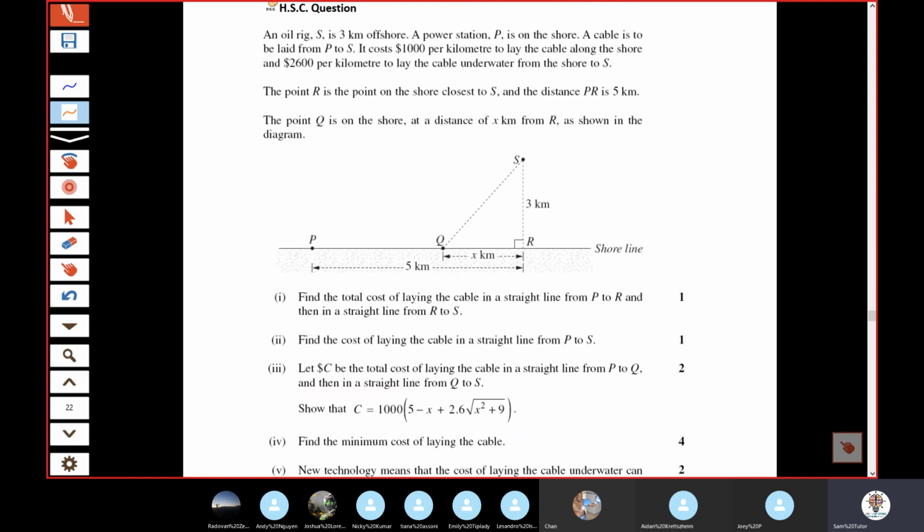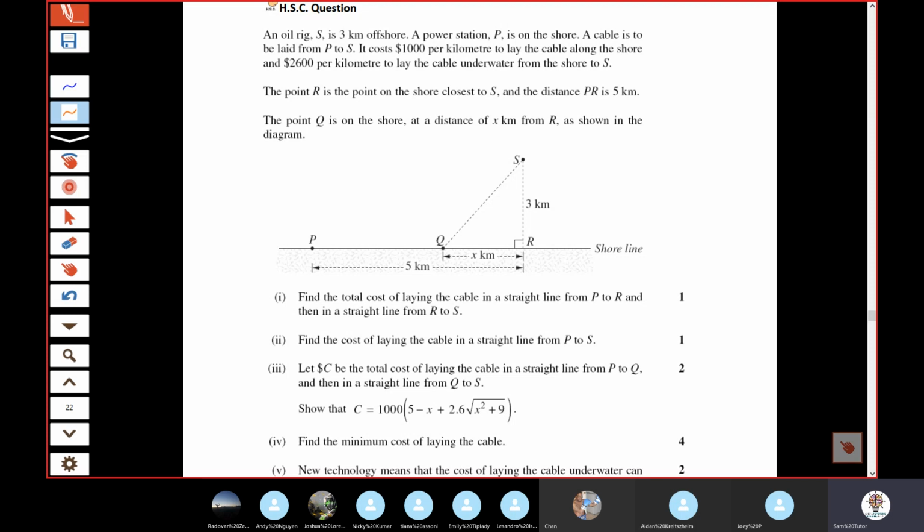So if I'm on land, it's going to cost $1,000. If I'm in the sea, it's more complicated, so it's going to cost a little bit more. That's essentially what it's trying to say. The point R is the point on the shore closest to S. So R is the closest. You see how I keep stopping and going back to the diagram? That's how you read. And the distance PR is 5. The point Q is on the shore at a distance of X from R as shown in the diagram. Find the total cost of laying the cable in a straight line from P to R and then in a straight line from R to S.